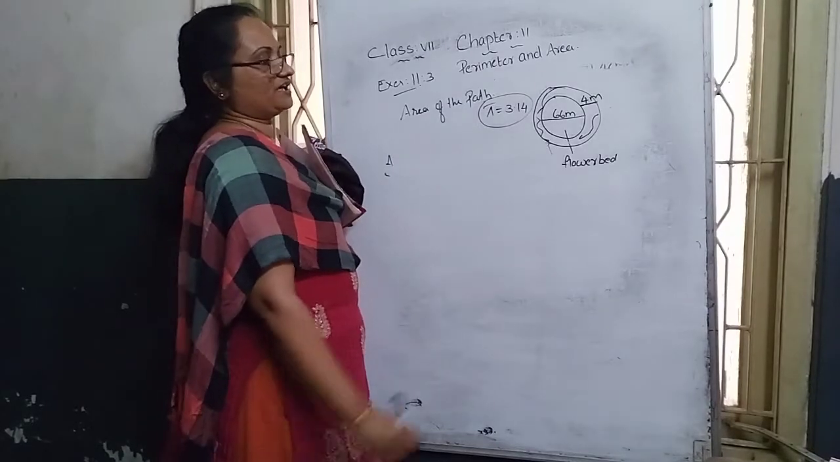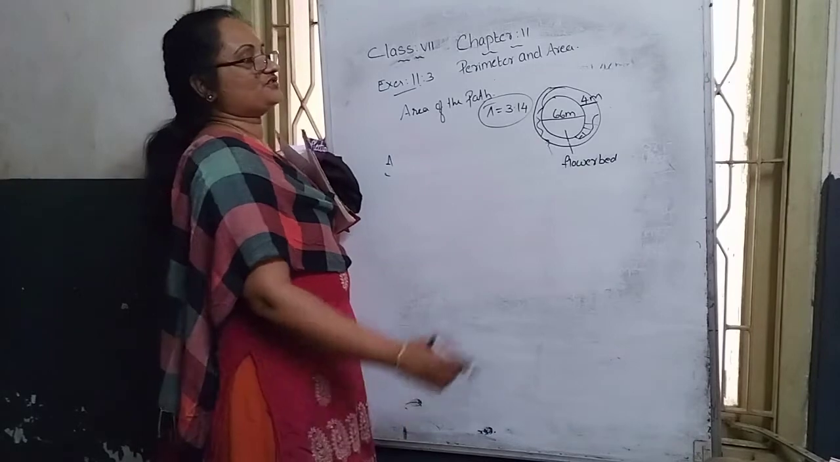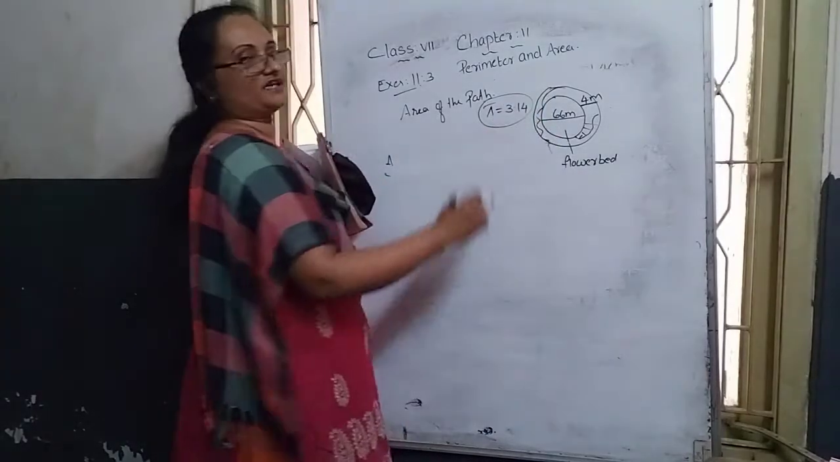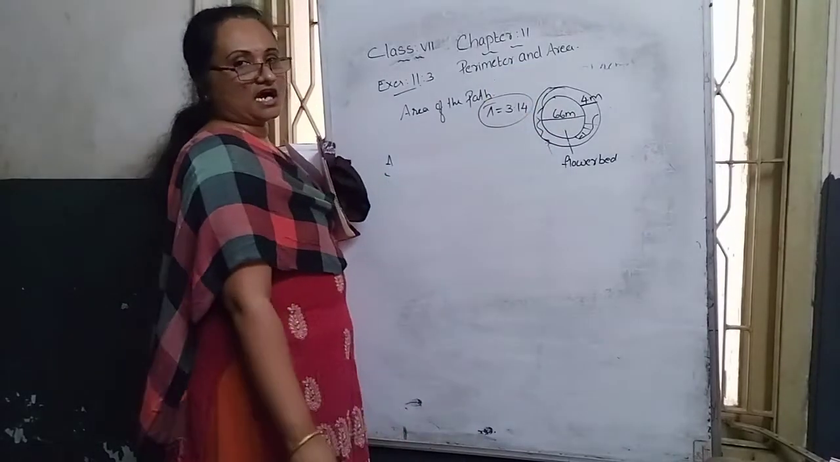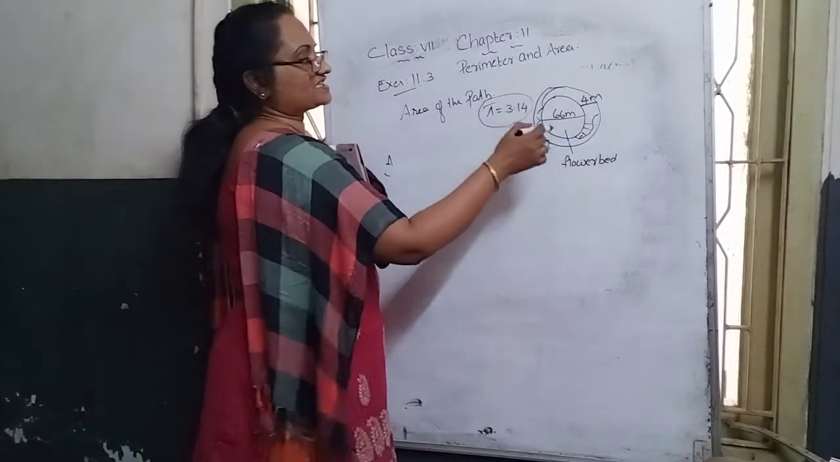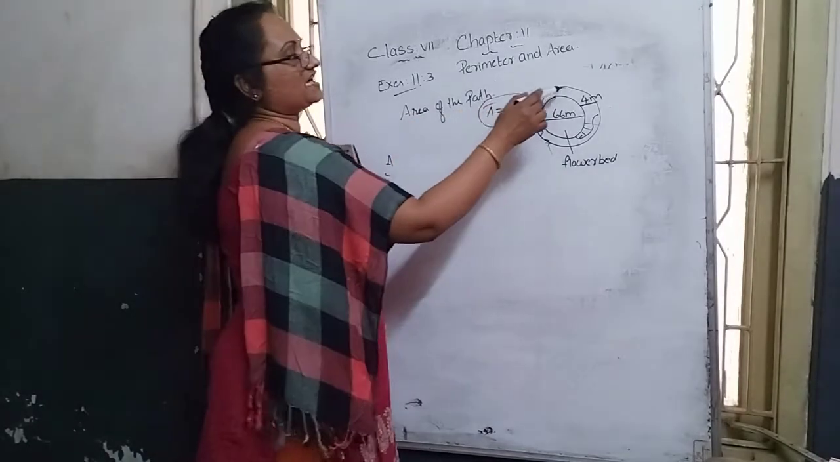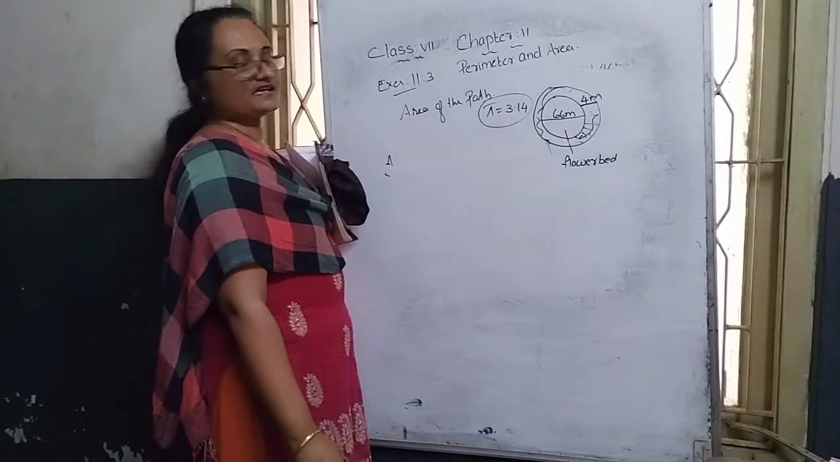How to find the area of this part? First find the area of the flower bed. Then find the area of the outer circle. Subtracting the inner circle area from the outer circle area, we get the walking path area.